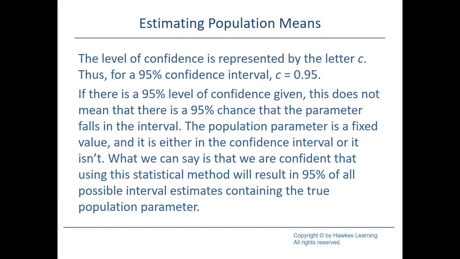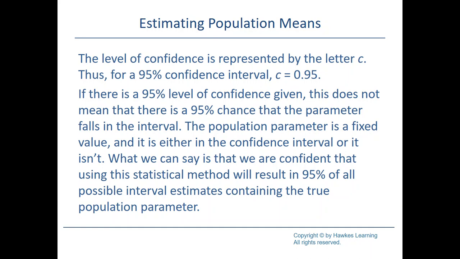Now, if there is a 95% confidence, this does not mean that there is a 95% chance that the parameter falls within this interval, because a population parameter is a fixed value and it's either in the confidence interval or it isn't. So we can say that we are confident that this statistical method will result in 95% of all possible interval estimates containing the true population parameter.